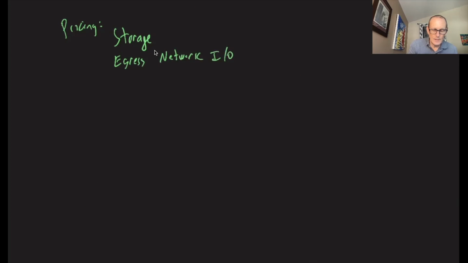So your pricing, and there is a free tier, by the way, but your pricing is storage and egress. That is basically network IO, and then document read writes.